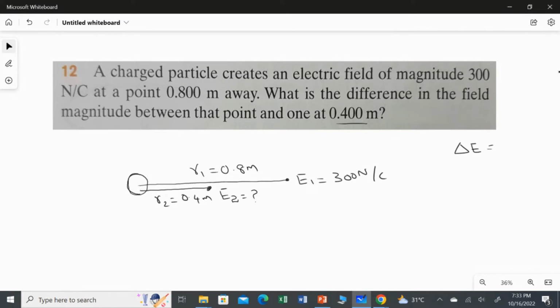So the difference is nothing but the greater electric field minus the smaller electric field. Clear? Generally you have to see the diagram. Whenever the distance increases, the electric field gets weaker. So if you see this diagram, our electric field at a distance of 0.4 meter should be greater than the electric field at a distance of 0.8 meter.